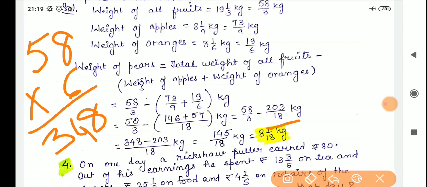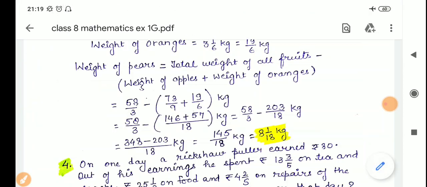By solving it, we get 145 by 18 kg, and in mixed fraction what we will write is 8 complete 1 by 18, because 18 8s are 144 and 1 is the remainder. So 8 complete 1 by 18 kg is the answer.